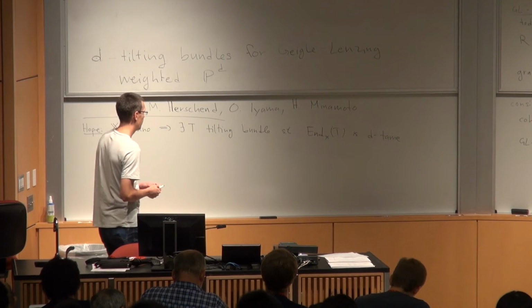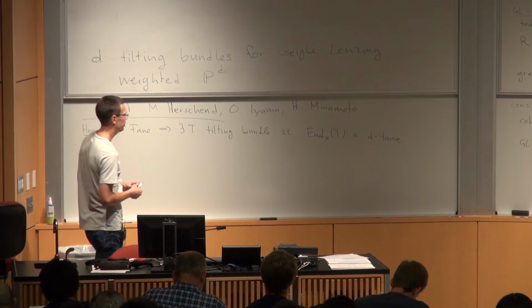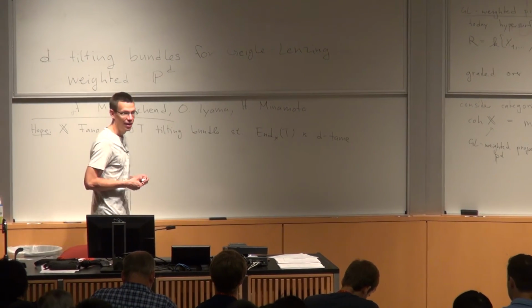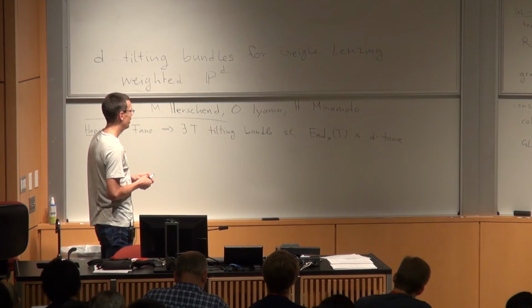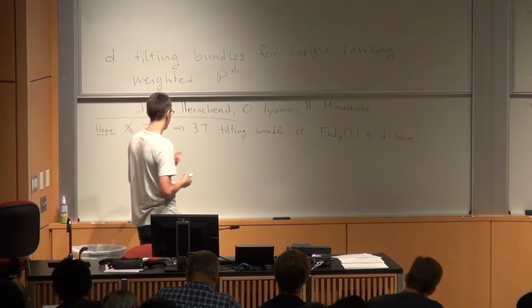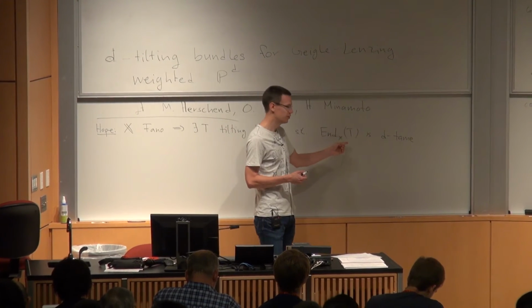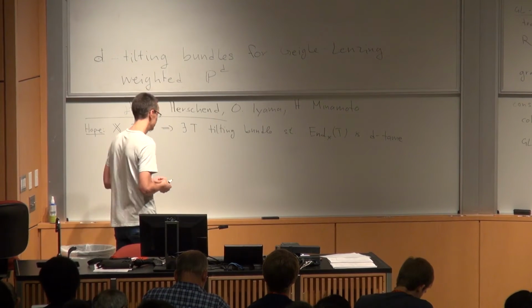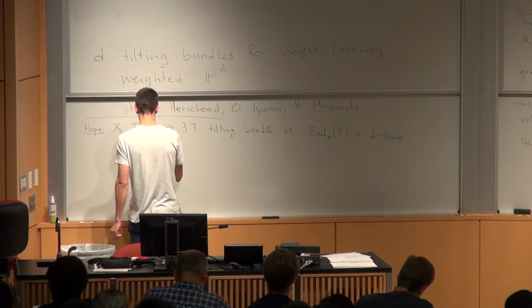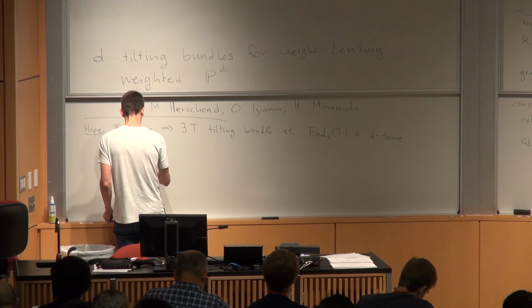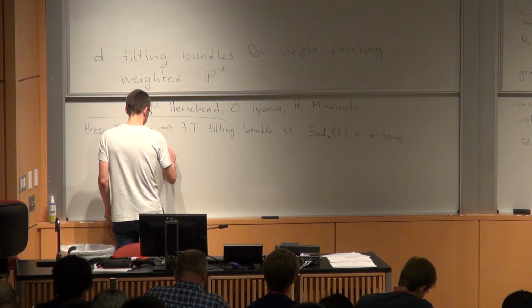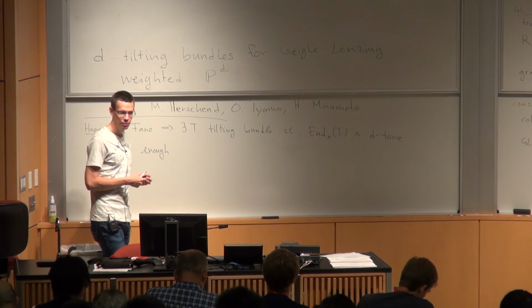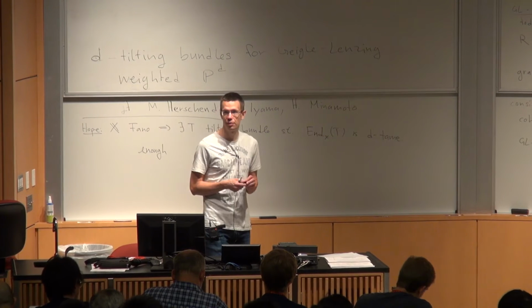Since I didn't really define what D-tame is, and I don't want to do that either, I'll just say it is actually enough to find a tilting bundle such that the endomorphism ring has global dimension at most D. That's really what we need. And the fact that this is enough was pointed out to us by Lucilla and Ragnar Buchweitz.